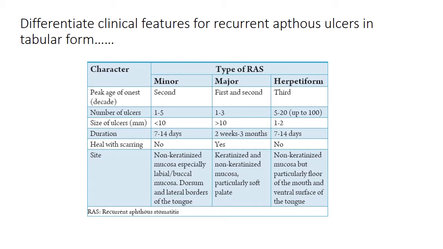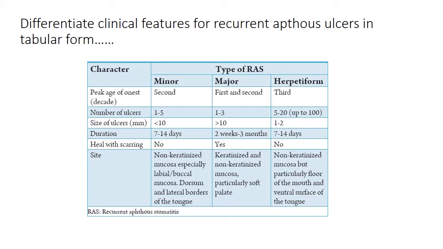Now, if you had asked me whether I would make the same kind of tabular form for the case itself, no. For the case, I would have included the clinical features of herpes simplex viral infection, recurrent aphthous stomatitis, and probably erythema multiforme. But this is just one such example of how to differentiate, and what clinical characteristics you can use to make a difference using a tabular column.